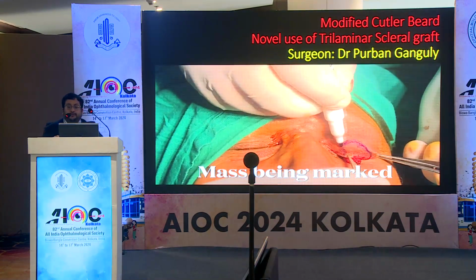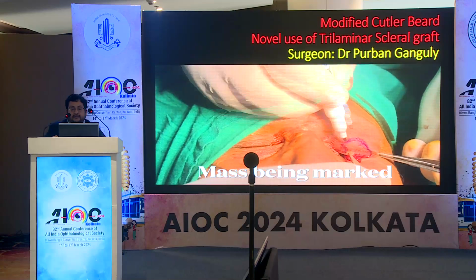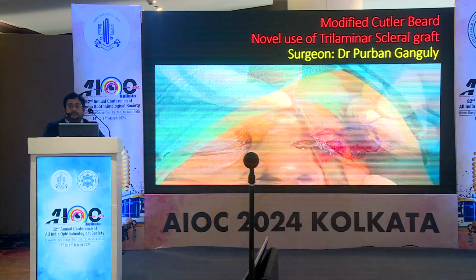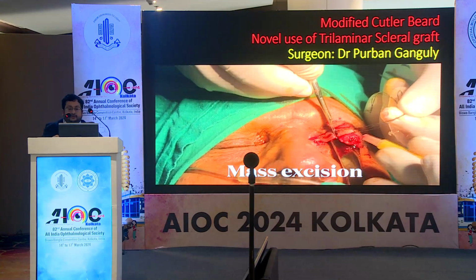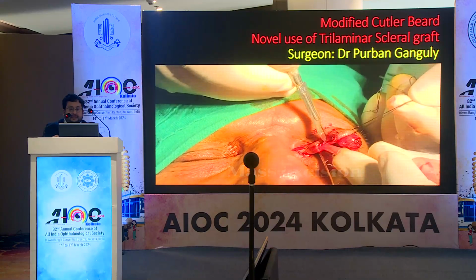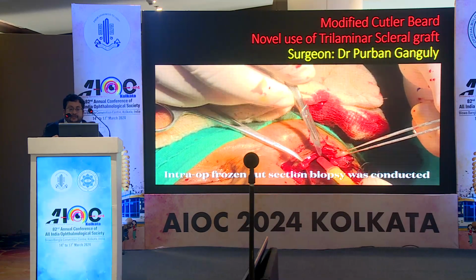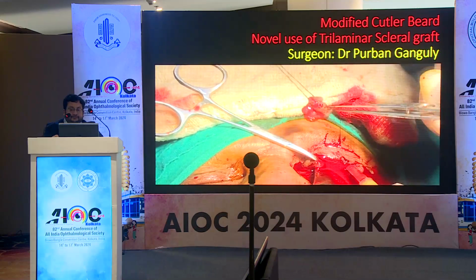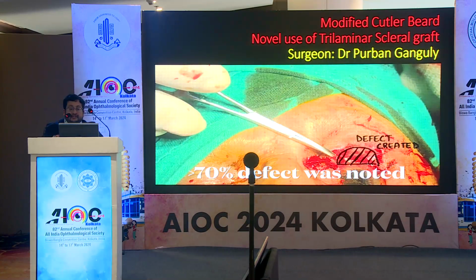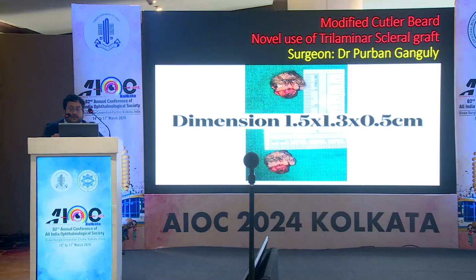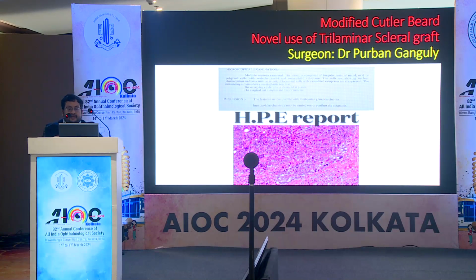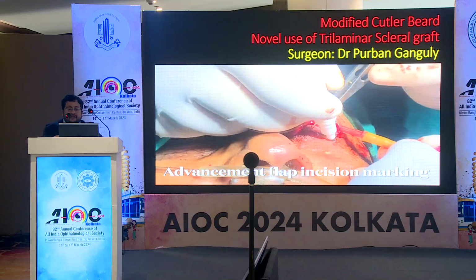This is also a meibomian gland carcinoma, and this is the marking. Here we could not perform a frozen section. We had to do a 4 millimeter wide resection. In this case we could, the first case we could not. So this is the created defect, and this is the excised gland, and this is also meibomian gland carcinoma.